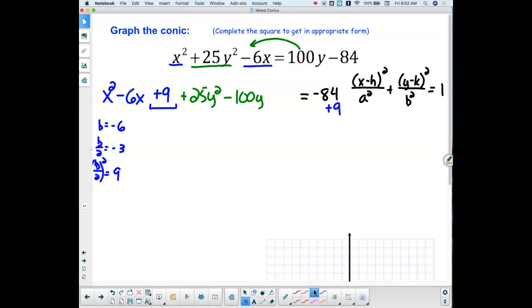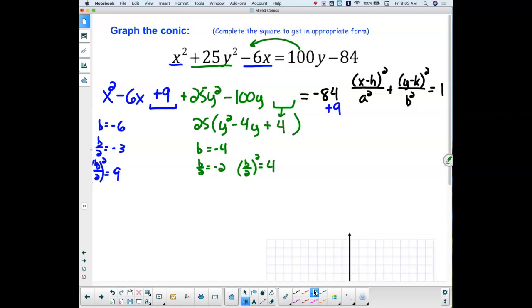On the green one, before I even start, I've got to factor out a 25, because we only complete the square when the coefficient is equal to 1. So now my b is negative 4. Divided by 2 is negative 2, and squared is 4. So this gap right here, which now became this gap right there, gets filled with plus 4.